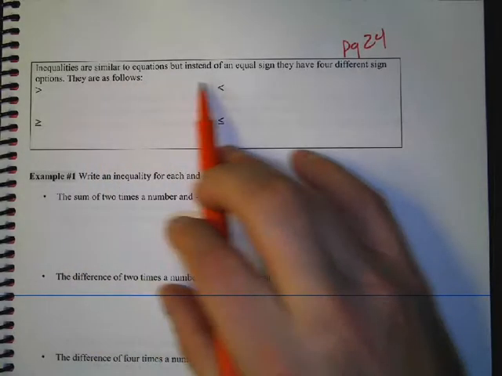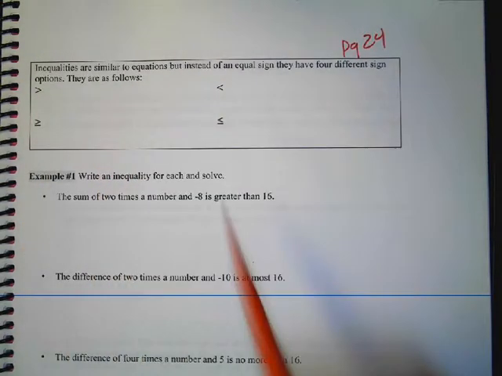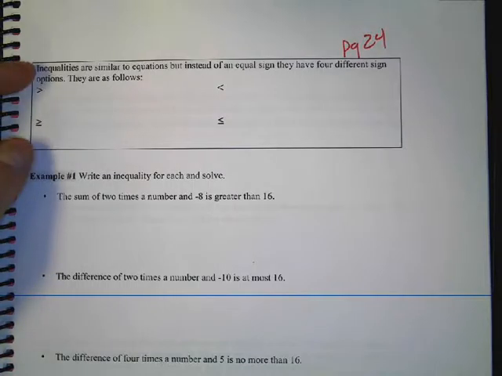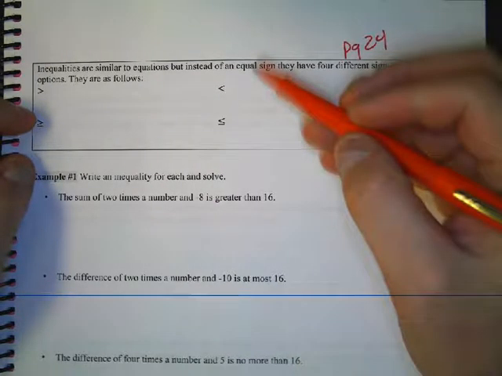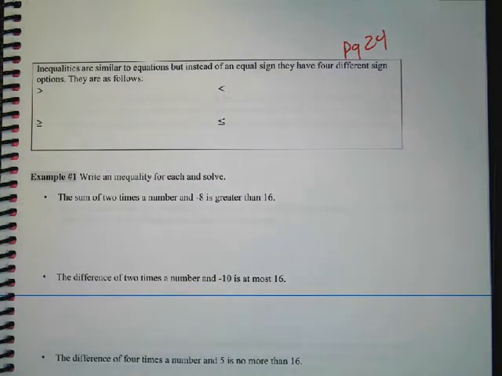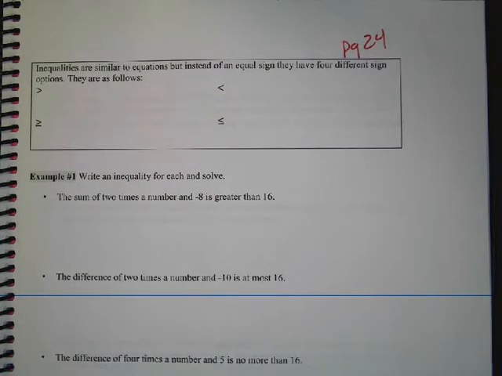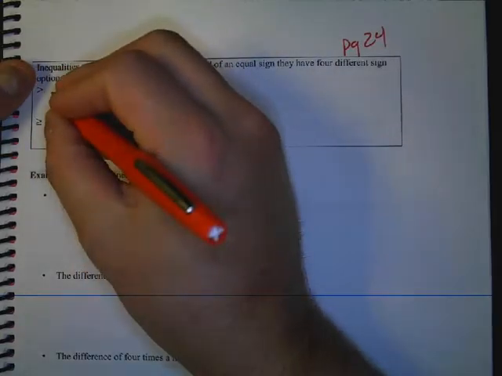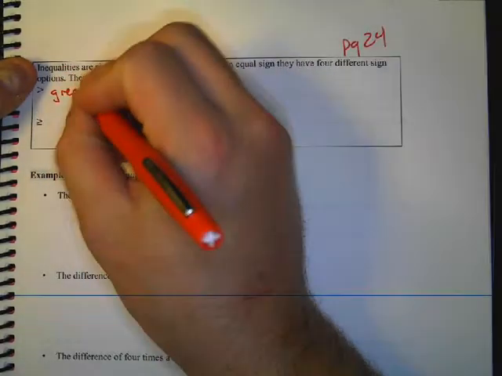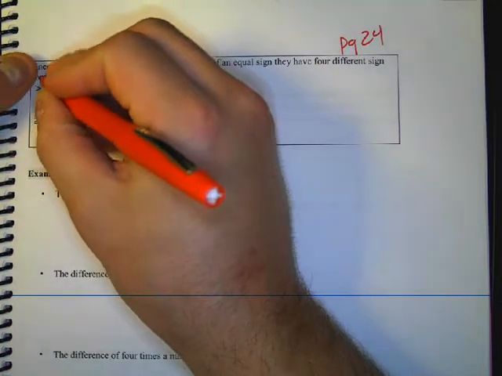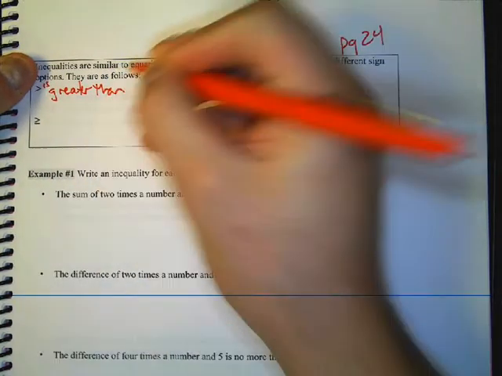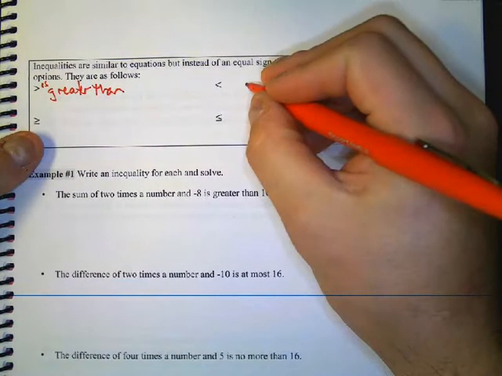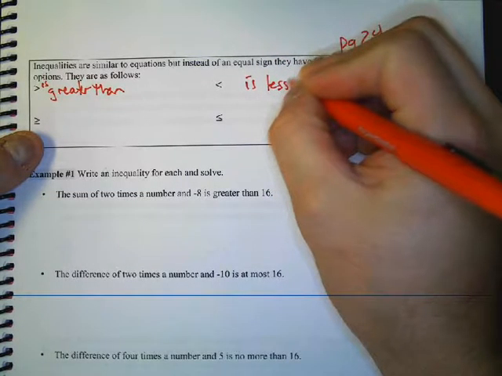Inequalities are similar to equations, but instead of an equal sign, they have four different options. They are as follows: greater than, greater than or equal to, less than, or less than or equal to. Now, in word problems, sometimes when you're doing your close reading, you're going to have to be able to interpret which of the four inequality symbols you're dealing with. So clearly, for greater than, you're going to be looking for words like "is greater than," and for less than, it's going to be "is less than."